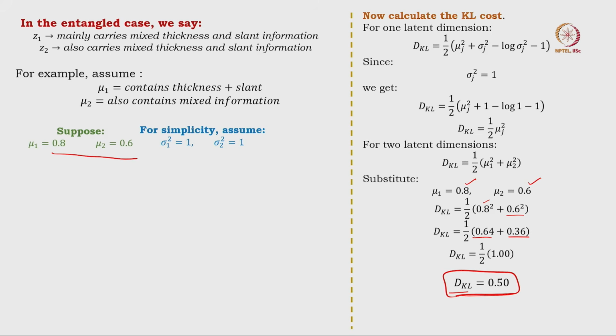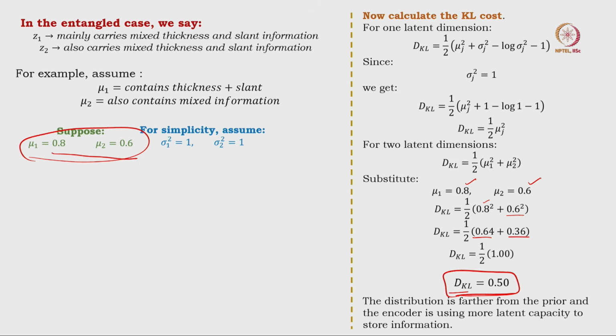If it is closer or nearer, then the mean should be closer to 0. But do we have our mean closer to 0? No, the mean values are not closer to 0. If the mean values are not closer to 0, it means the mean value is more. What is the meaning of the mean value being more? It has captured more information. So, here the distribution is far from the prior and the encoder is using more latent capacity to store the information.